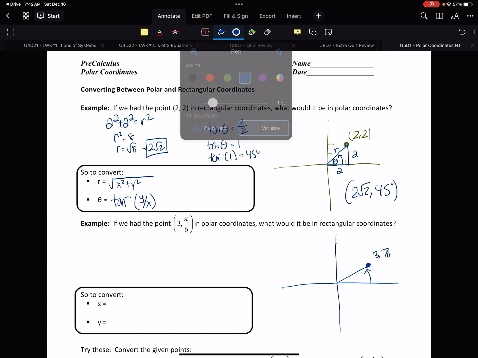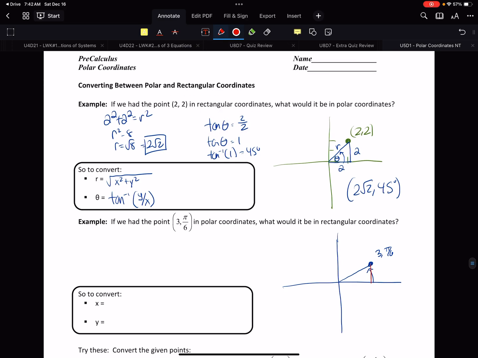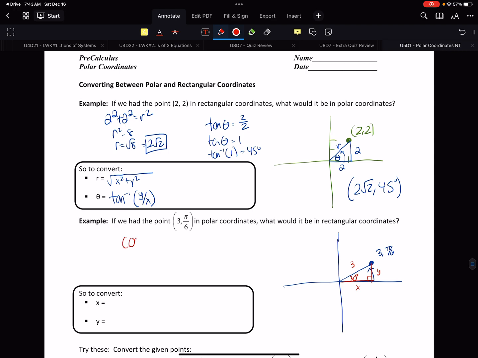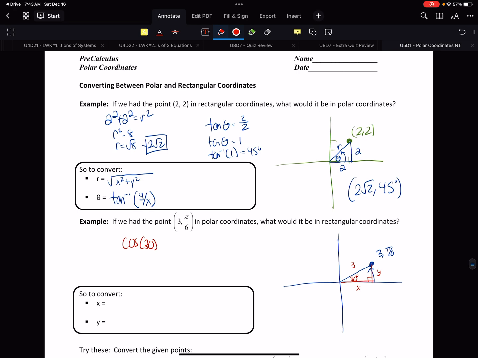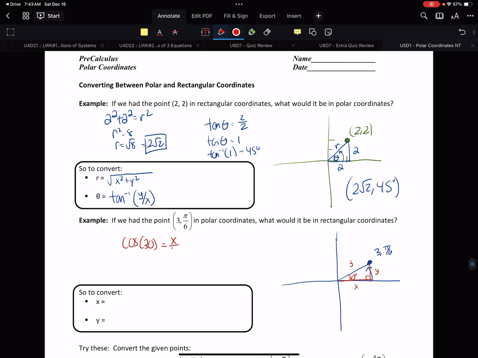All right, so again, everything relates back to the fact we can make a triangle. I could draw my triangle there. I know my radius. I know my left angle. My left angle is 30 degrees. So I could solve for x, I could solve for y in this situation. If I want to solve for x using basic SOHCAHTOA, cos of 30 equals adjacent over hypotenuse. So x equals 3 cos 30.